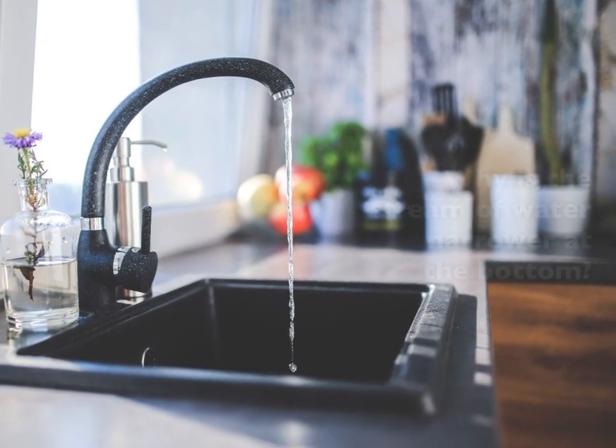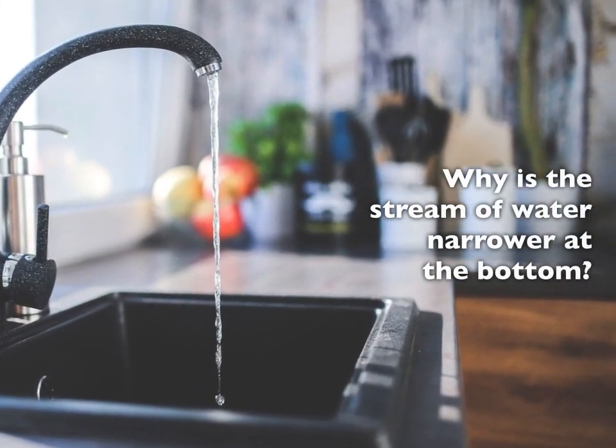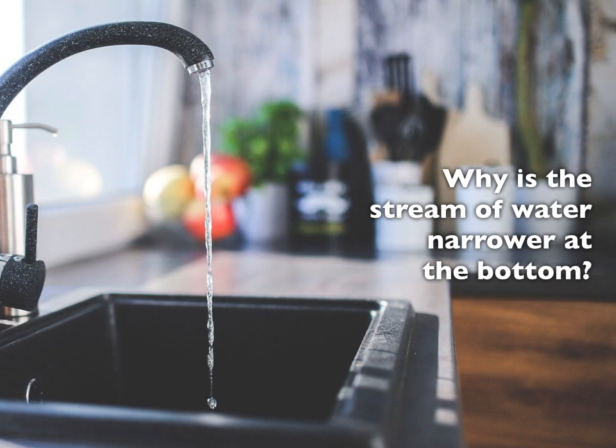You can do this lab at home if you want. Why is it that a stream of water coming out of a faucet is narrower at the bottom? Well, if A1 times V1 equals A2 times V2, and the water is definitely getting faster as it falls, then V2, the velocity at the bottom, will be faster than V1, the velocity at the top. If V2 is greater, then A2 is smaller.